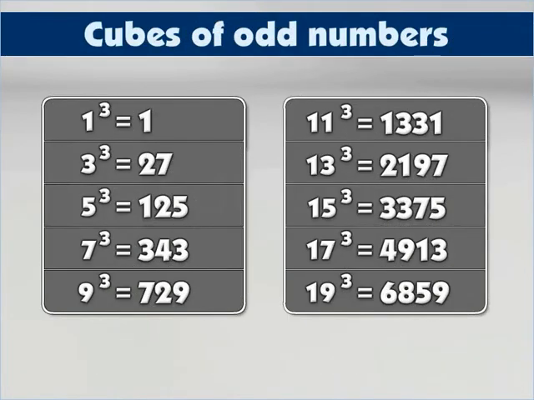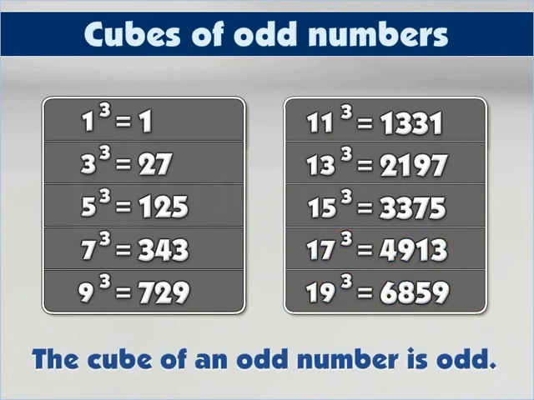Now look at the cubes of odd numbers. Cube of 1 is 1. Cube of 3 is 27. Cube of 5 is 125, and so on. Here, we observe that the cube of an odd number is odd.